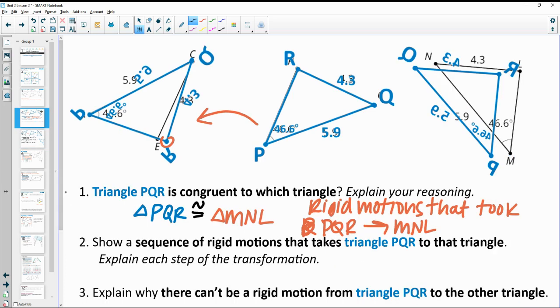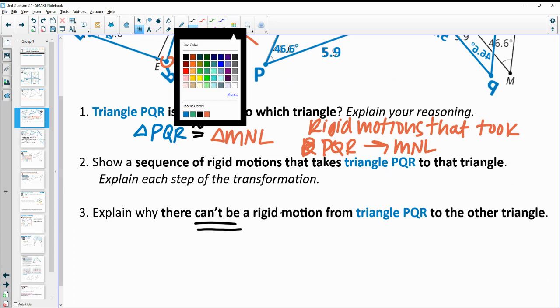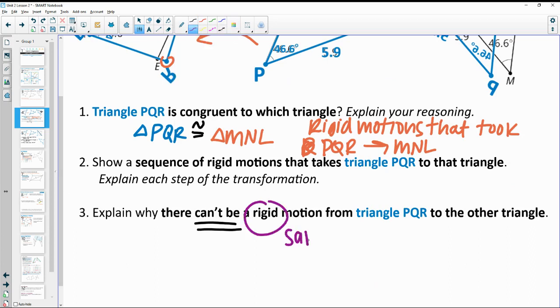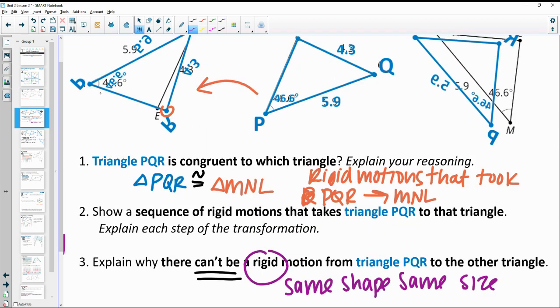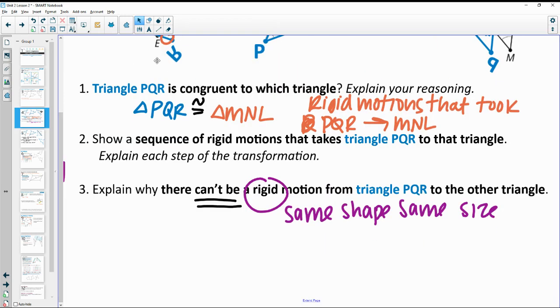Then the other one said, explain why there can't be a rigid motion from PQR over to the other one. And that's because rigid means same shape, same size. And those two triangles aren't the same size. So this length right here of this segment is too long, right? So AE is shorter than PR, so they're not keeping them the same size. So if the triangles aren't the same size, then there can't be a rigid motion that takes one to the next.